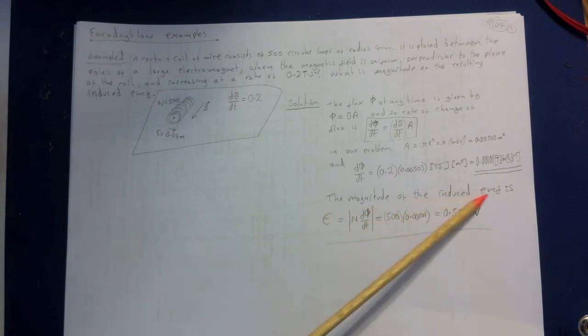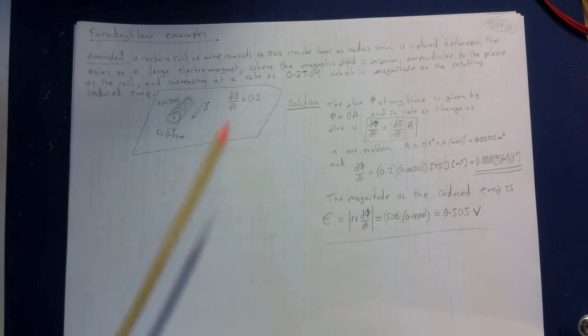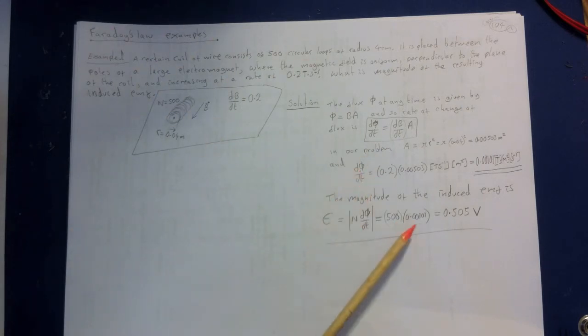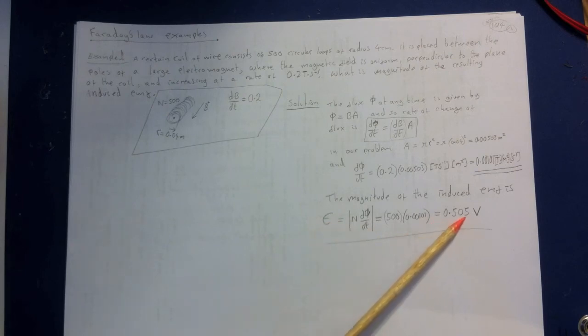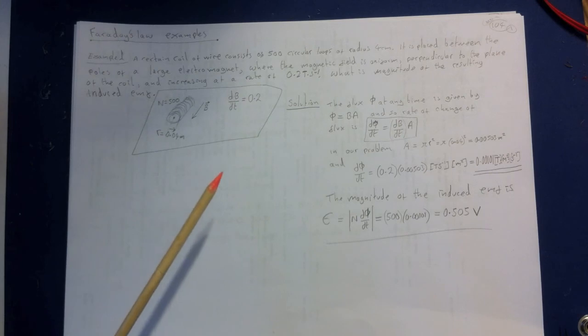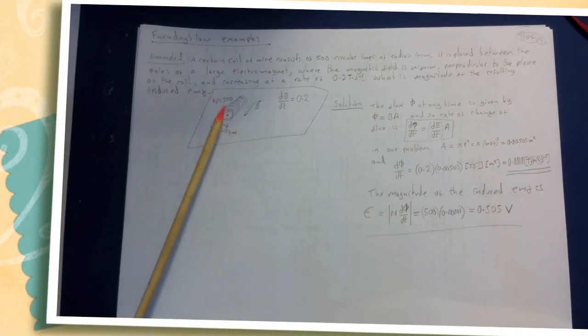So the magnitude of the induced EMF is simply the number of turns times this. We've got 500 turns. We've calculated the rate of flux change, so it's 500 times that rate, and that finally gives us in voltage, the EMF is 0.505 volts. So we've induced an EMF of about 0.5 volts through this coil.